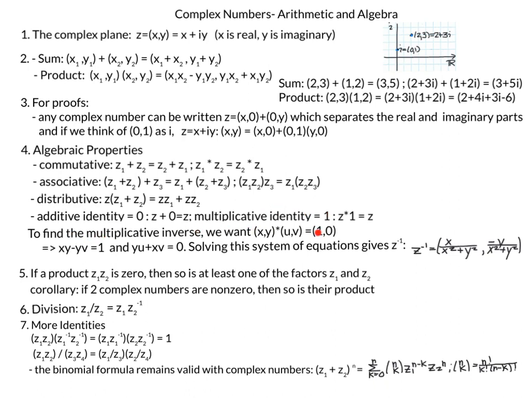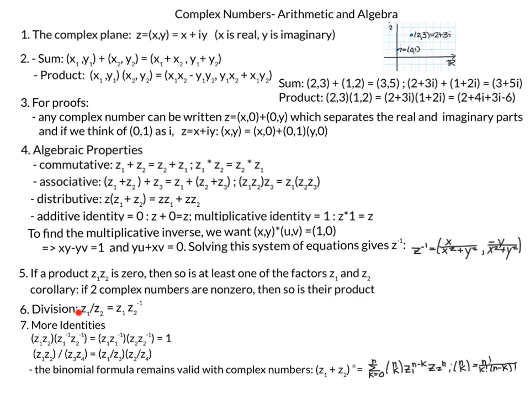we talked about finding the inverse, and we have this formula given as z inverse is given by x over x squared plus y squared, and minus y over x squared plus y squared. Sorry, I said that wrong, but you can read it. There it is. And then we also talked about this corollary. So if the product of 2 complex numbers is 0, then at least one of the factors, z1 or z2, is also 0. And the corollary: if 2 complex numbers are non-zero, then so is their product.